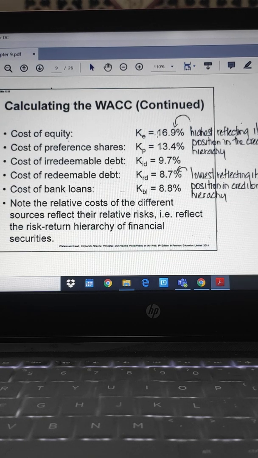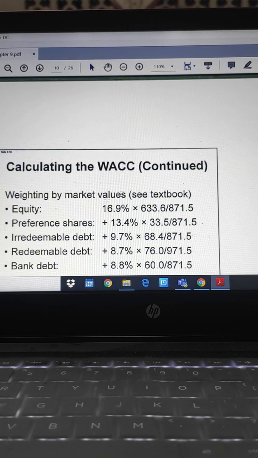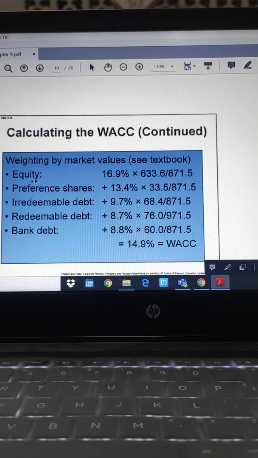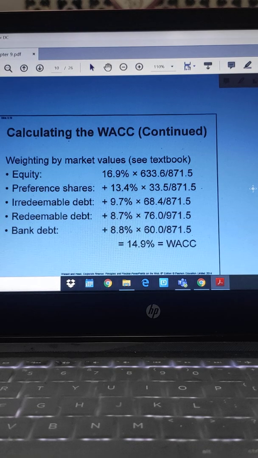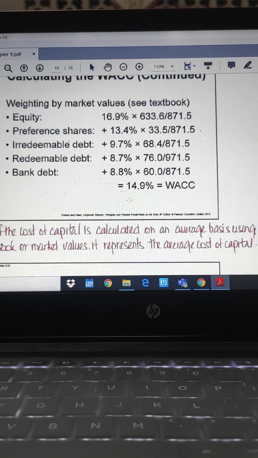Using the information provided, 16.9, 13.4, 9.7, 8.7, and 8.8, we move on to calculate the weights. In this slide, we have to calculate the weights of each individual source of finance by the total market value. This is the total market value of the firm. And we will multiply the cost of equity, looking at the weights, by the total market value of the firm. Hence, we find the WACC is 14.9%.